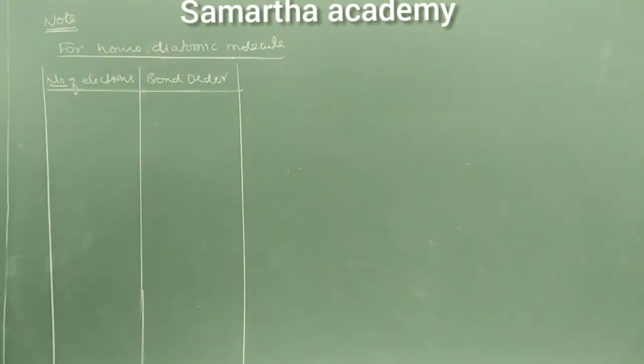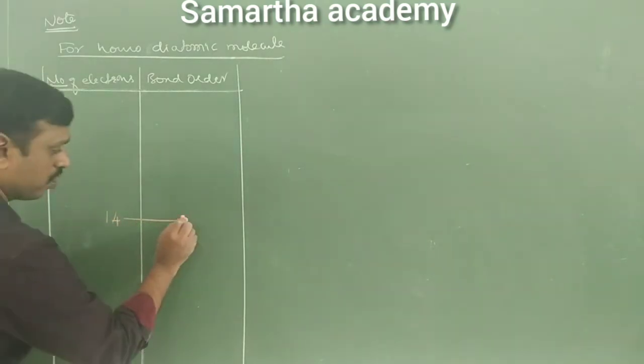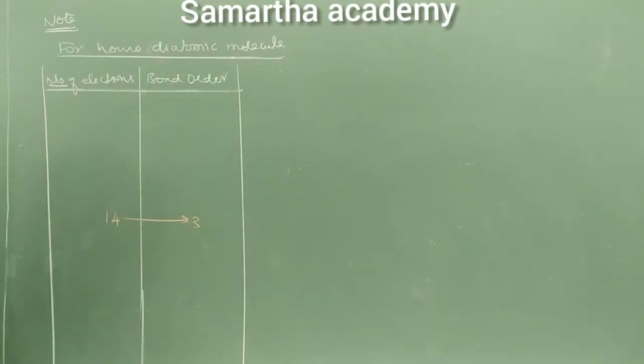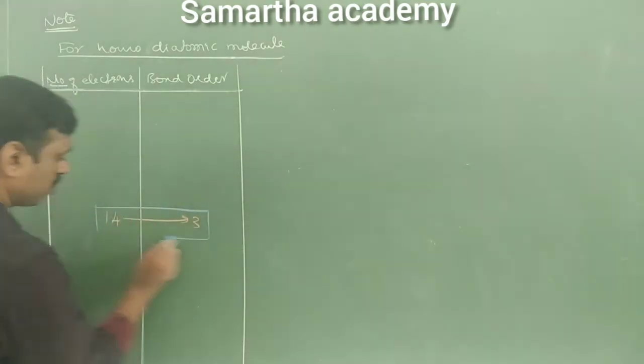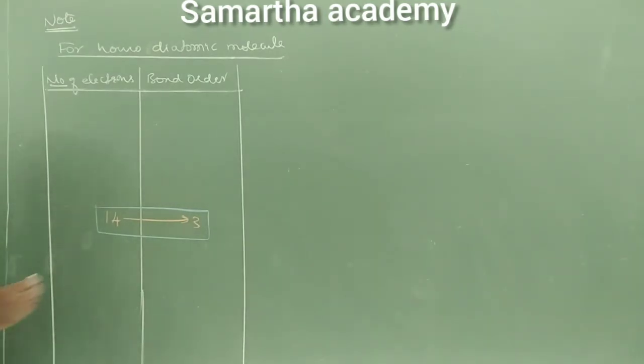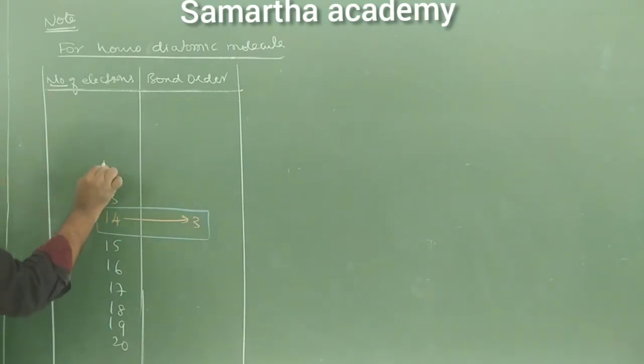Do you know the maximum bond order for a given molecule? 3. Right? Under normal conditions, a molecule may have a maximum of a triple bond. In such a case, the number of electrons is 14. If there are 14 electrons, its bond order is 3. You just remember this relation, right? Number of electrons 14, bond order 3. Suppose the number of electrons increases from 14 to 15, 16, 17, 18, 19, 20. Or the number of electrons decreases to 13, 12, 11, 10.